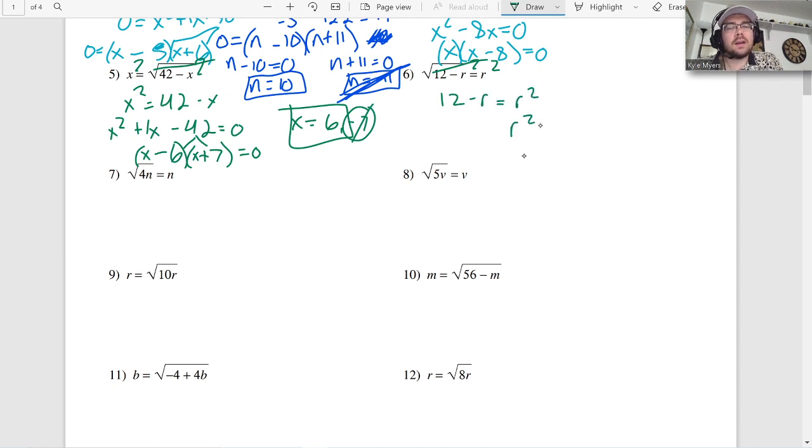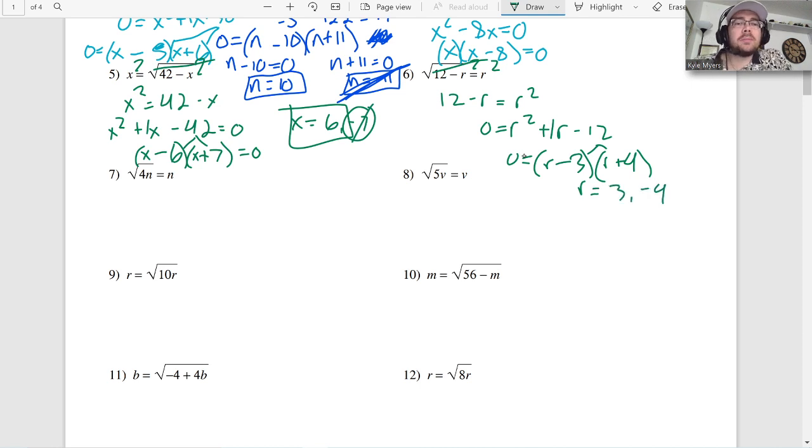All right, r squared plus r minus 12 equals 0. 12 is 3 times 4. Again, we want to do minus 3, positive 4 to get positive 1. Oh, I put x there. I meant to put r. It's going a little fast. Not that it matters too much, but some teachers can be really picky. You want to make sure you put the same variables that you started with. So r is equal to 3 or negative 4.